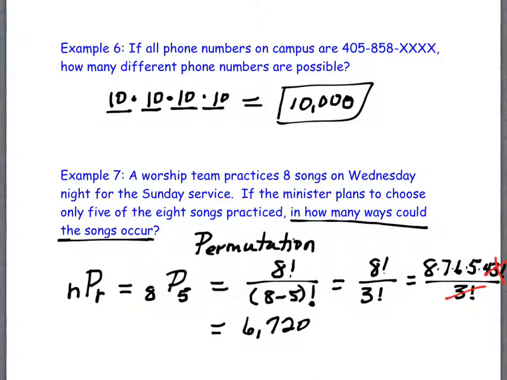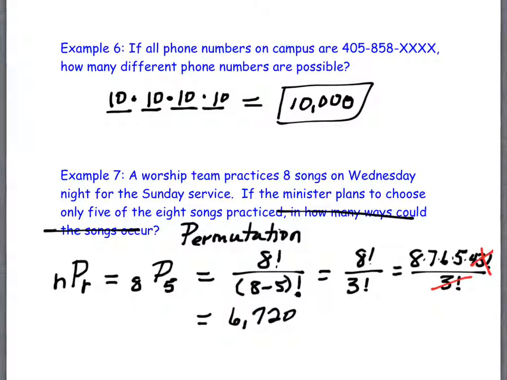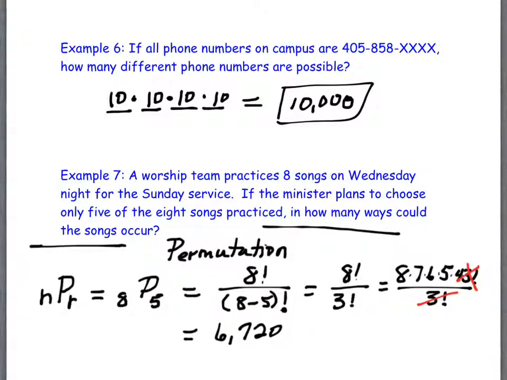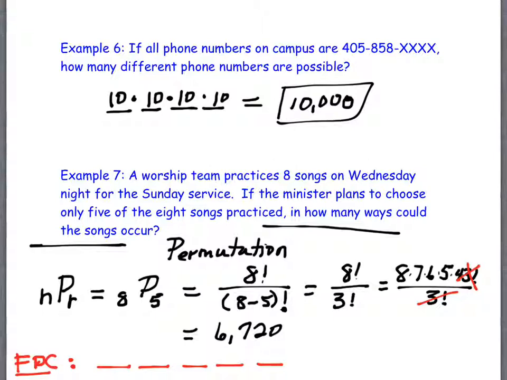I think this one feels like a permutation problem, but it actually works also to do it as a fundamental principle of counting. You could think of this as I have 5 songs that I get to play. How many options do I have for song number 1? 8. How many options do I have for song number 2? 7. And song number 3? Yep, and 5 and 4. And you'll see those are the same numbers we multiplied at the end.